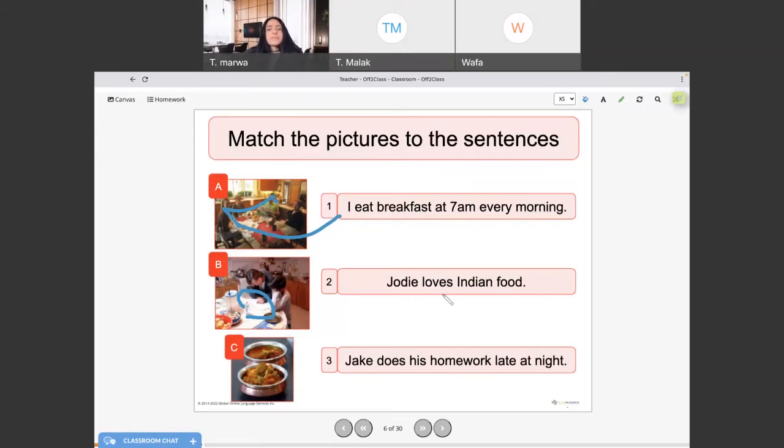Judy does. Oh, this one. Jake, read this one. Jake does his homework later at night. Okay, which picture? B. Bravo, B. So here, if you can see, Jake does, see? Not do, Jake does, he does. So I add ES. Jake does.